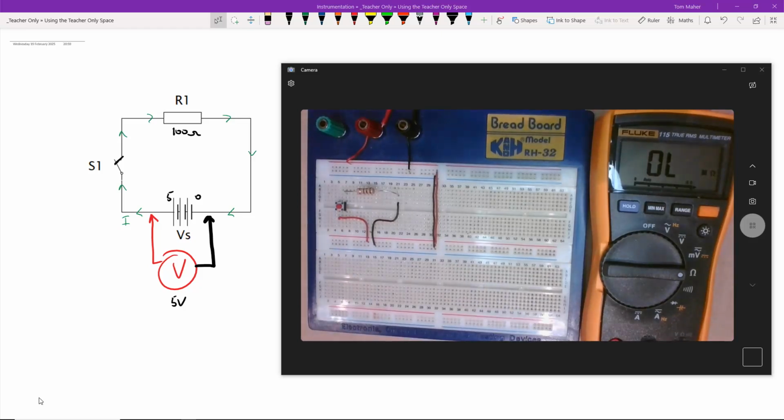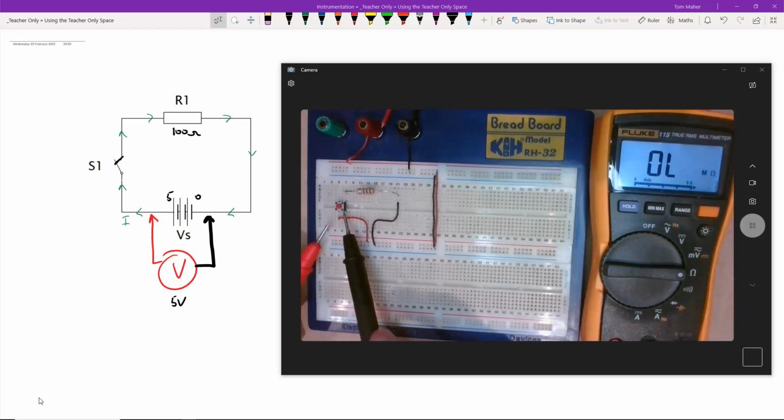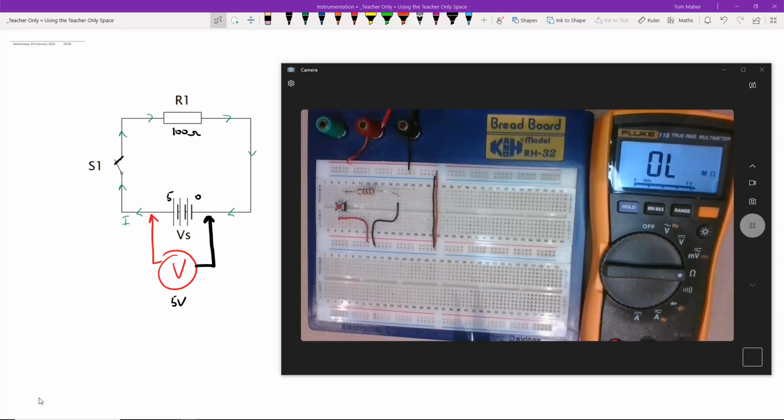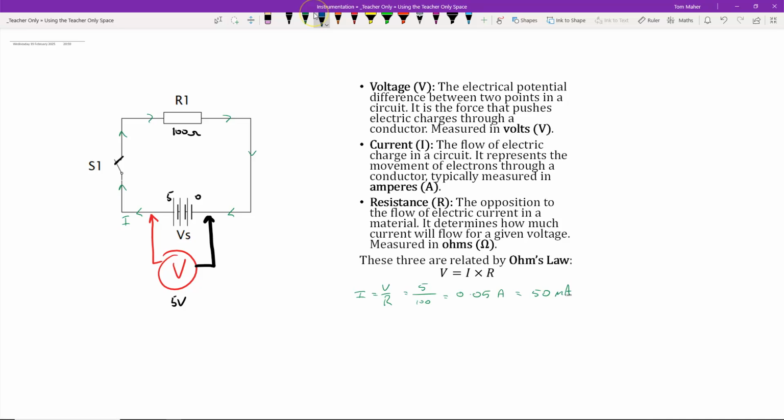OL on the meter means over limit. It means that the measurement we're trying to take is beyond the capability of the meter to measure in that range. The range we have at the moment is mega ohms, so a huge resistance across the switch here. It's one of the things with our circuits that we need to be careful of, or cognizant of as we take measurements, is trying to understand what's in the circuit. So when I originally put my ohm meter across the switch, I got 1.2 kilo ohms or something in that region.